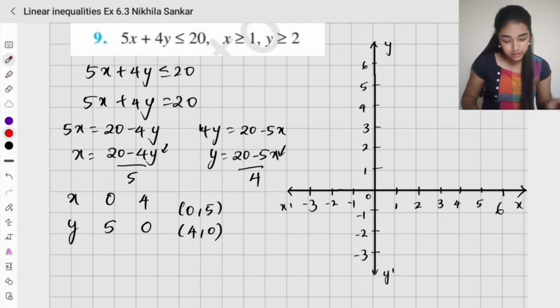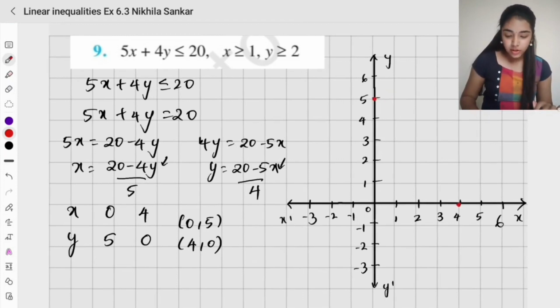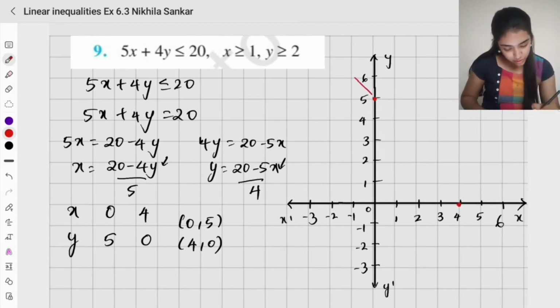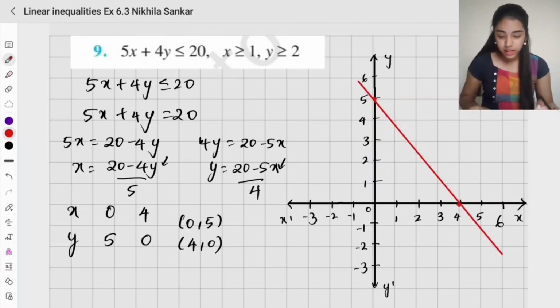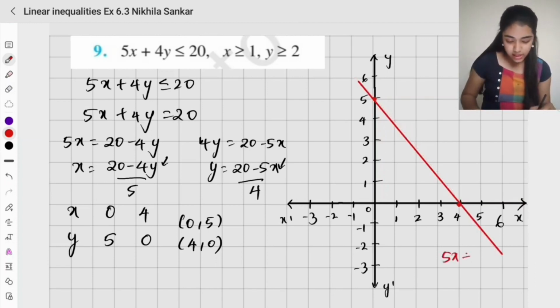I'm going to plot this in the graph. Where is 0, 5? It is here. 4, 0 is going to be here. And we are talking about a slack inequality, so we can draw a direct line; a dotted line is not needed. So I'm going to join these 2 points. So this particular line is going to be 5x plus 4y equals 20.